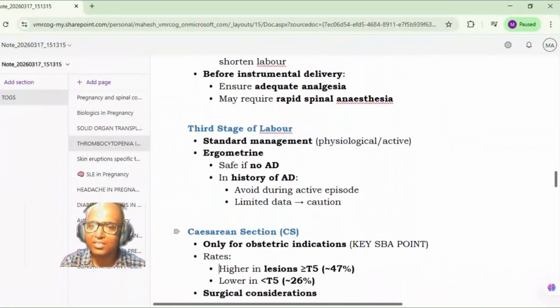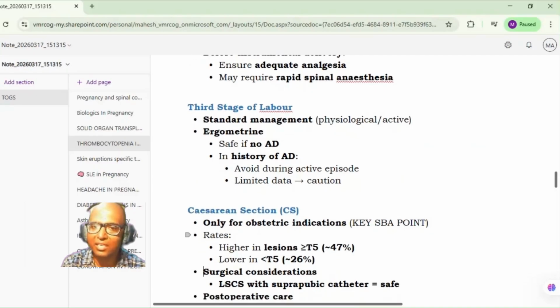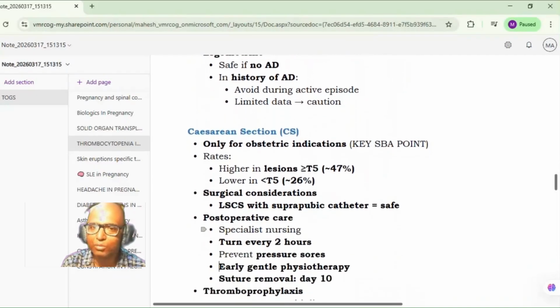Okay. In the third stage of labor, it is the standard management. Then ergometrine, if there is no AD, then it is safe. If there is a history of autonomic dysreflexia, avoid. Avoid during an active episode. There is limited data, so better to be cautious.